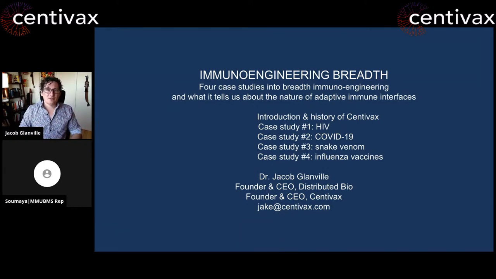I'm going to start by telling you a little bit about an introduction and history of Centivax and my background. Then we're going to go into those four case studies. The first one is going to be an example of engineering breadth against the HIV co-proteins. This was a collaboration done with Stanford University. I'm then going to jump into our antibody engineering efforts around SARS-CoV-2. This is a COVID-19 therapeutic. This is going to involve an interesting interplay between which epitopes do you target, but also the kinds of other immunoengineering considerations about the biology of antibodies as therapeutics.